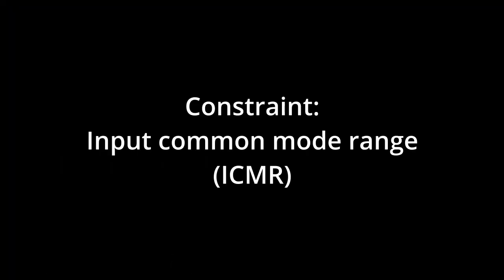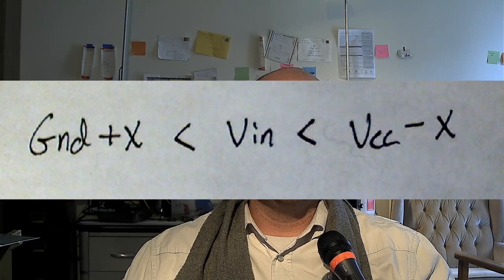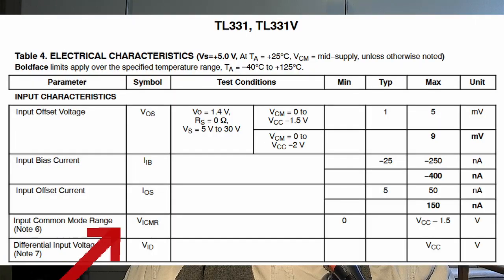Now there are some constraints on the inputs, namely they have to stay between the supply rails. So if you're powering your comparator from ground and 5 volts, the inputs need to stay between ground and 5 volts. There will actually be a little bit of margin that the input needs to stay in, so it may be closer to 0.5 volt and 4.5 volts. This you can find in the datasheet. It's called the input common mode range.